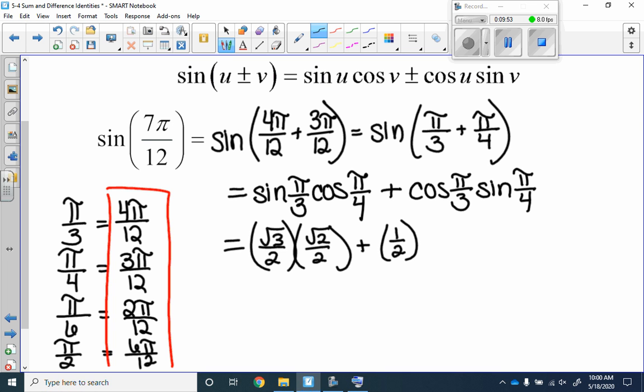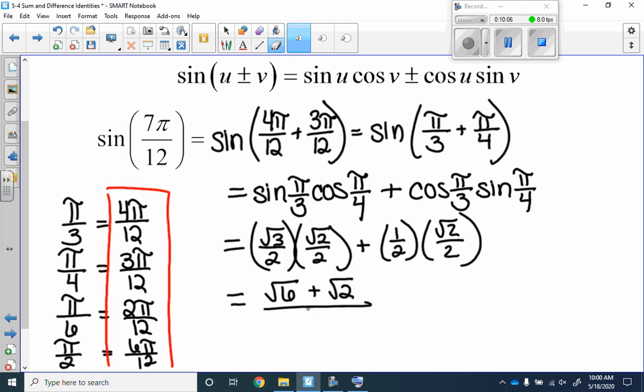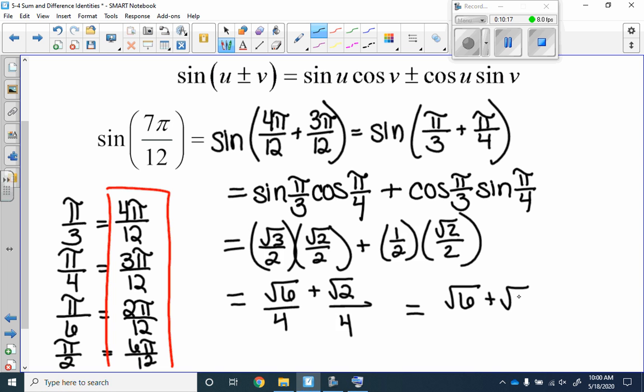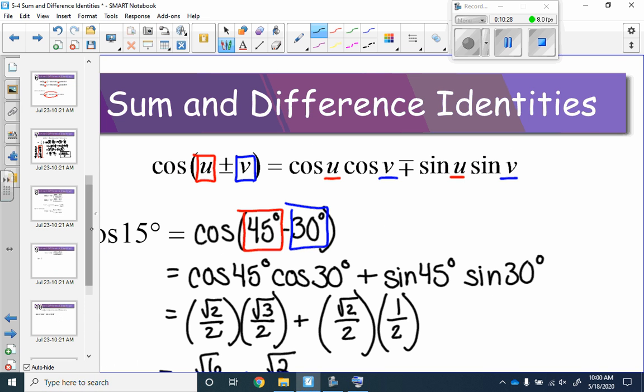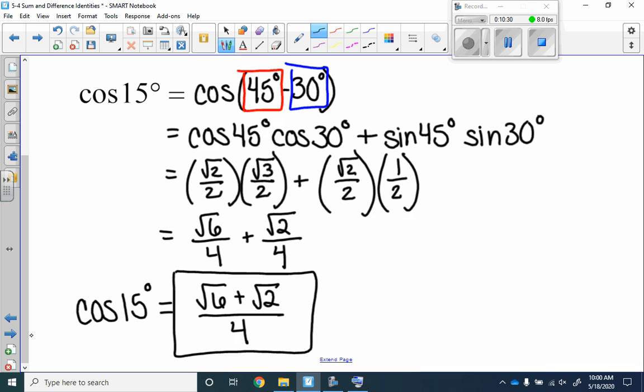And cosine of pi over 4 is the square root of 2 over 2. So I multiply, and I get the square root of 6 plus the square root of 2 all over, well, before I jump here, this should be over 4, and this is over 4. So the exact value for the sine of 7 pi over 12 is the square root of 6 plus the square root of 2 over 4. Now, notice that that is very similar to what we did when we did the cosine of 15 degrees, okay?